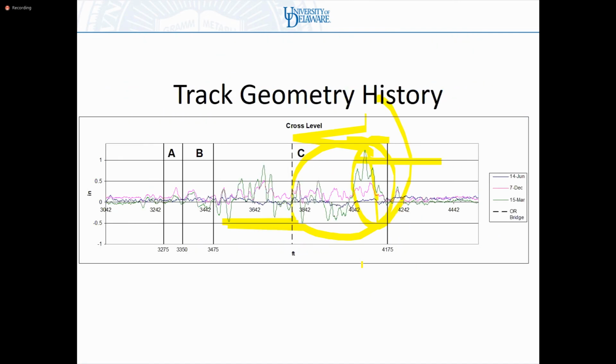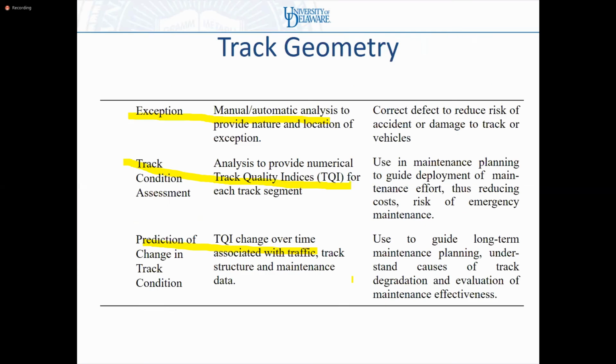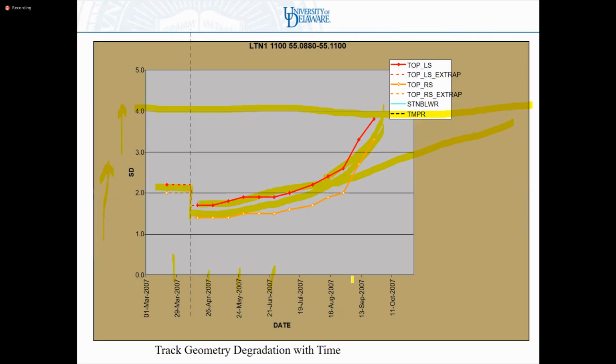We can also do the same thing point by point, but the problem is just the volume of data analysis. Point by point means you have to do it every 300 millimeters. Whereas this one, I believe, was 55.08 to 55.11. So what's that, 0.22? So this is roughly 200 meters, sorry, 200 meters.